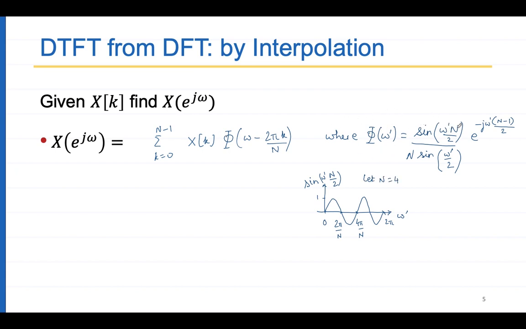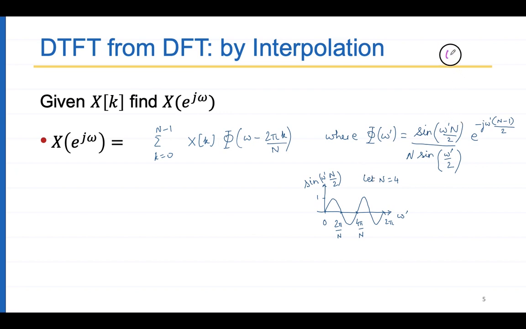Sine of omega N upon 2 is given by this, right? What is the periodicity? Basically, my omega, I know it goes from 0 to 2 pi. Let's say in 0 to 2 pi, how many cycles will I have? If there were no N upon 2, I would have had a single cycle, or 2 half cycles. But now in this case, when omega is 2 pi, I get pi N, meaning N half cycles.